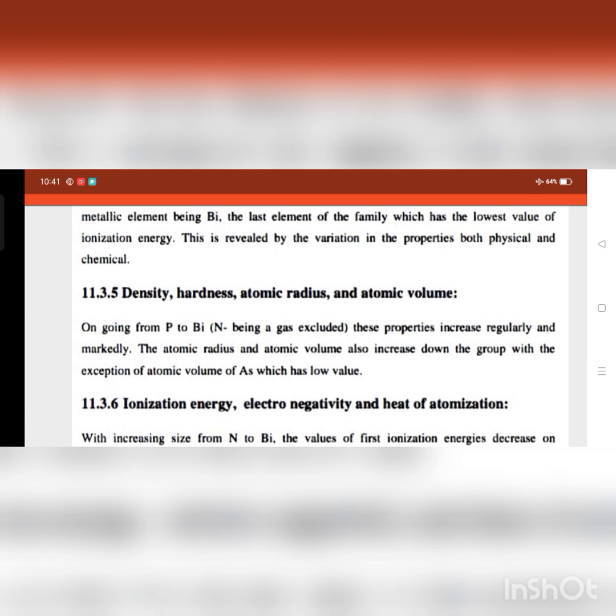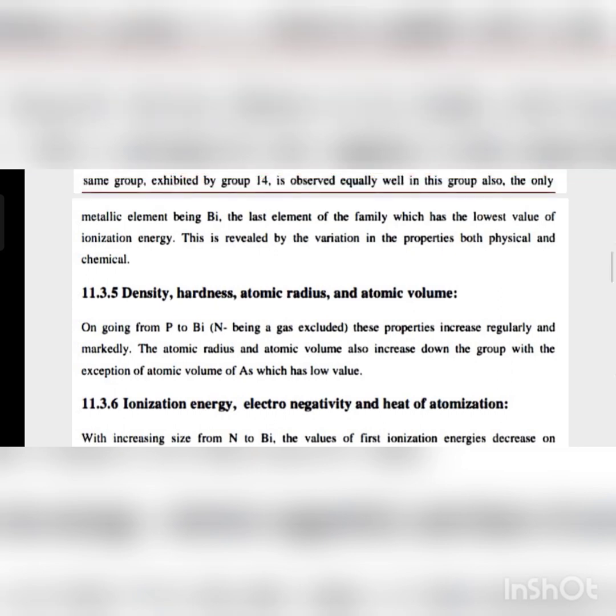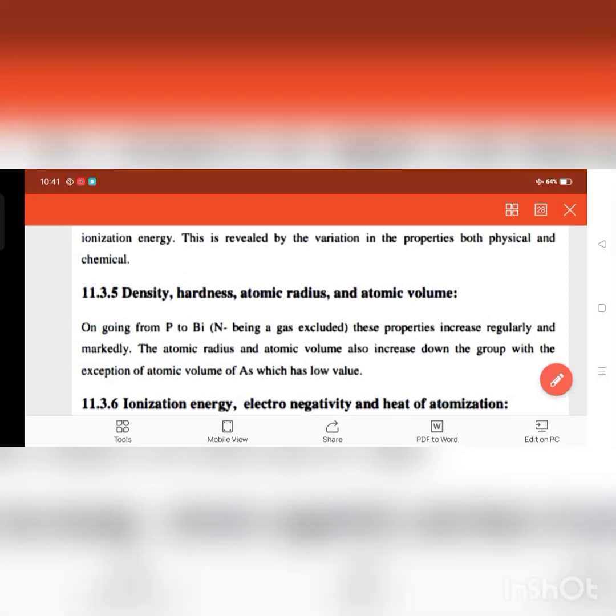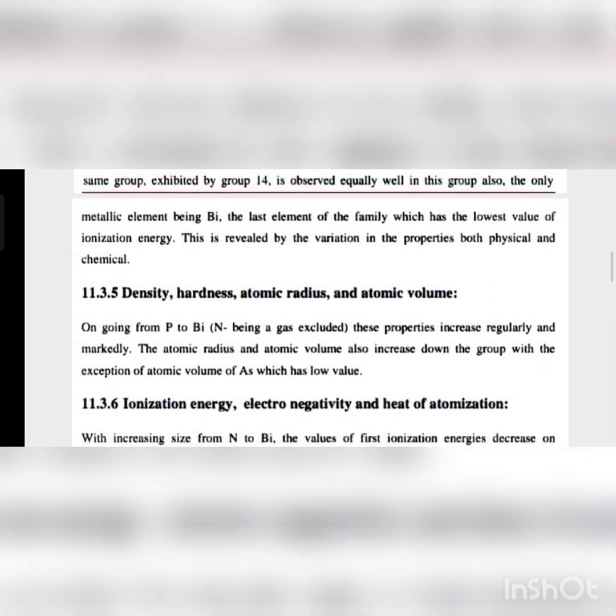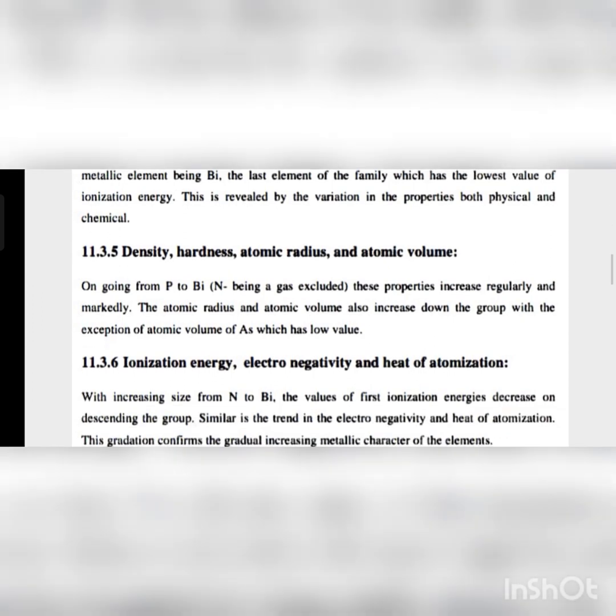Density, hardness, atomic radius and atomic volume. On going from phosphorus to bismuth, these properties increase regularly and markedly. The atomic radius and atomic volume also increase down the group, with the exception of the atomic volume of arsenic, which has a low value.